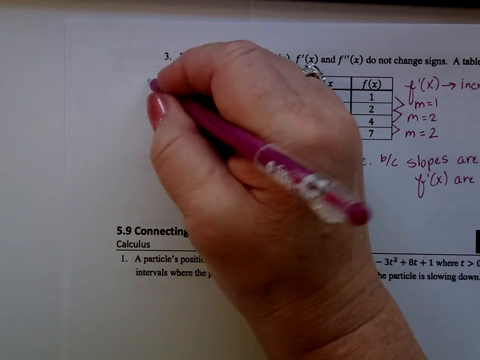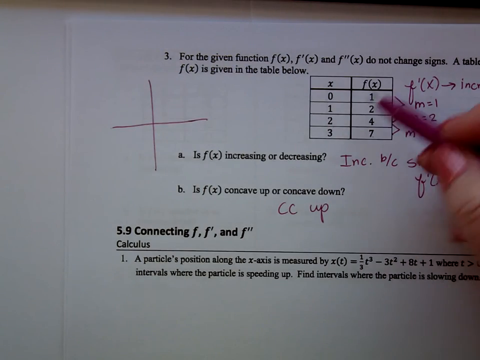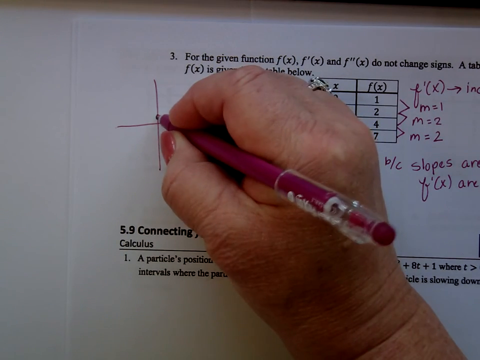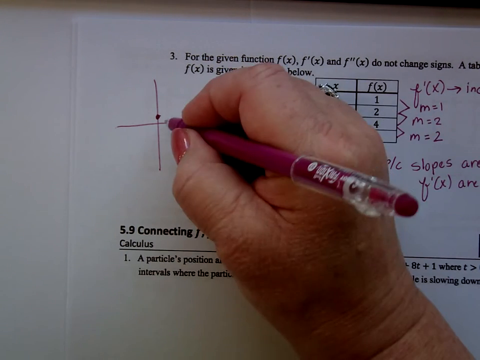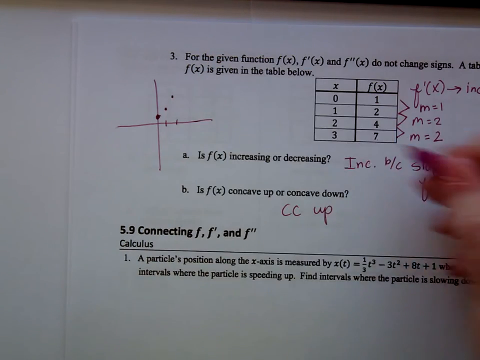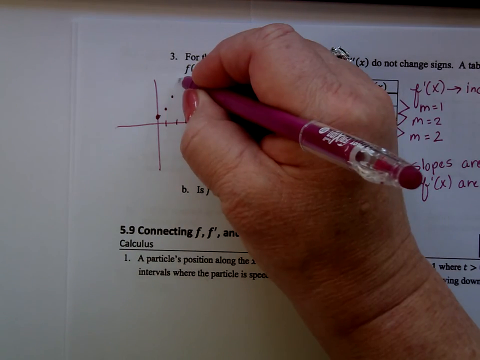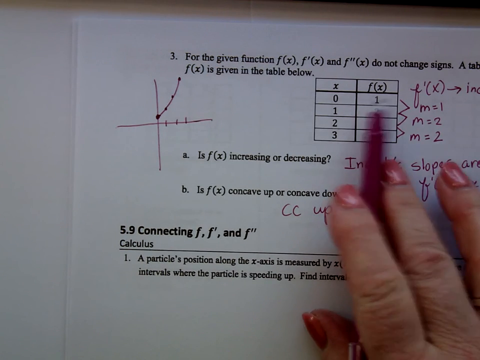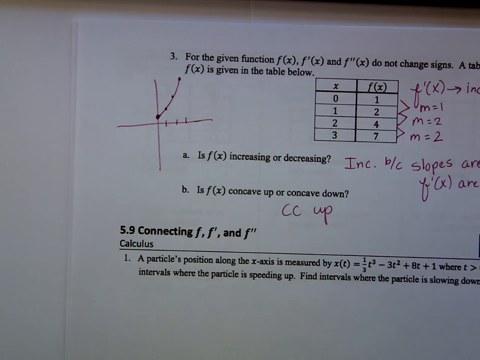Plot the points, right? Do a rough plot. Here's my 0, here's my y, 0, 1. Just a rough plot. 1, 2. 2, 4. 3, 7. If I were to connect them together, that's what this function looks like, and therefore I can see it's increasing, and I can also see it's concave up. So if you're not sure, plot the points.